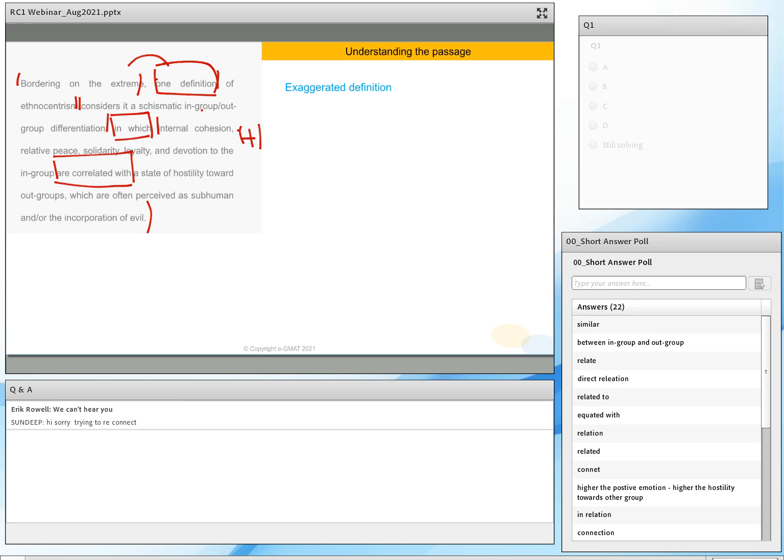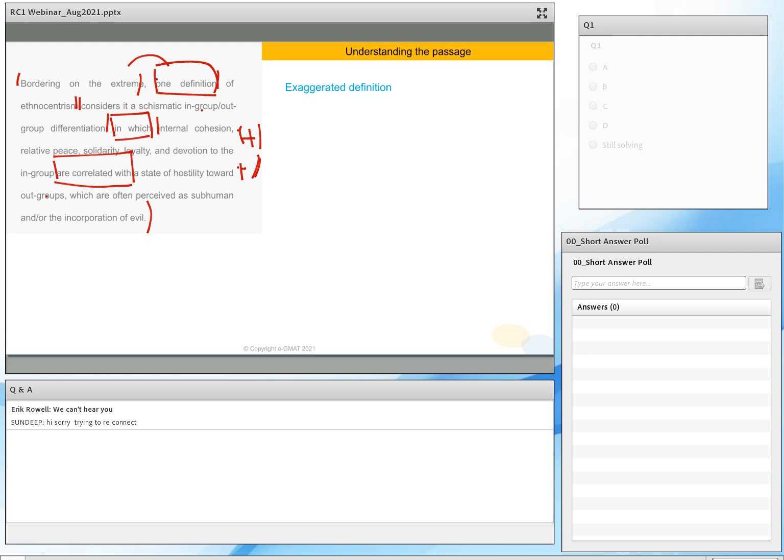in-group and a state of hostility towards the out-group. State of hostility fundamentally is negative, right? So what the author has told you so far is, in this particular definition of ethnocentrism, positive feeling towards the in-group is connected in some way to negative feeling towards the out-group. Is that clear? See how just by breaking down we are able to extract a very interesting and easy summary.